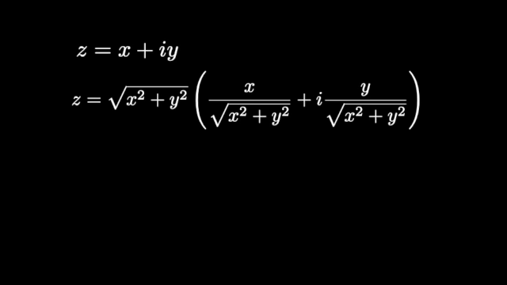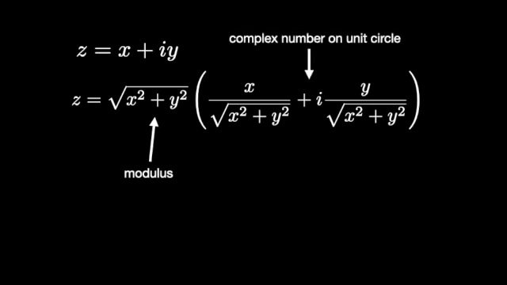To convert a complex number in rectangular coordinates to polar coordinates, the first step is to multiply and divide by the square root of x squared plus y squared. This factor is known as the modulus of the complex number. The other factor is a complex number that graphically lies on a circle of radius 1, and hence the location of this point can be specified by a single angle.